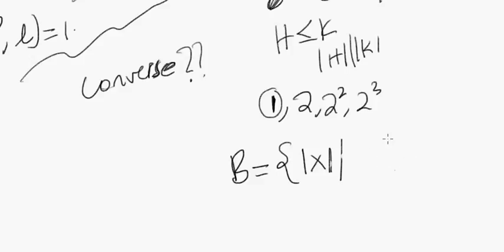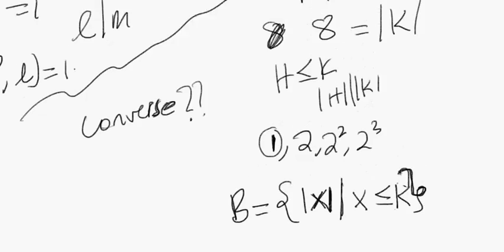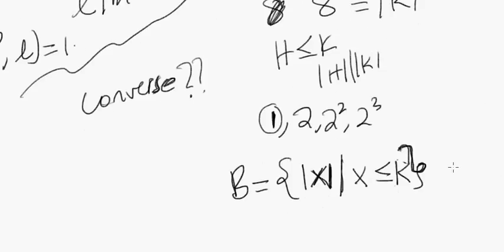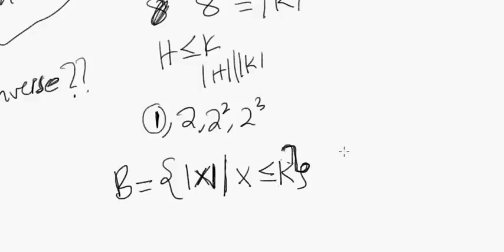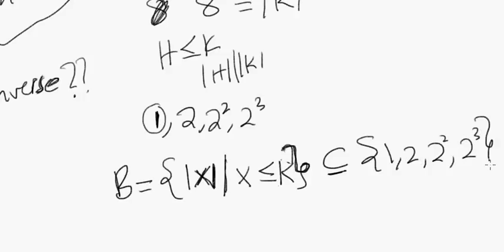Okay, so let's say this. The set of all orders of x such that x is a subgroup of K. Well, if the order of K is 8, then whatever this set is, it's going to be a subset of the set {1, 2, 2 squared, 2 cubed}, is the idea. See if that makes sense to you.